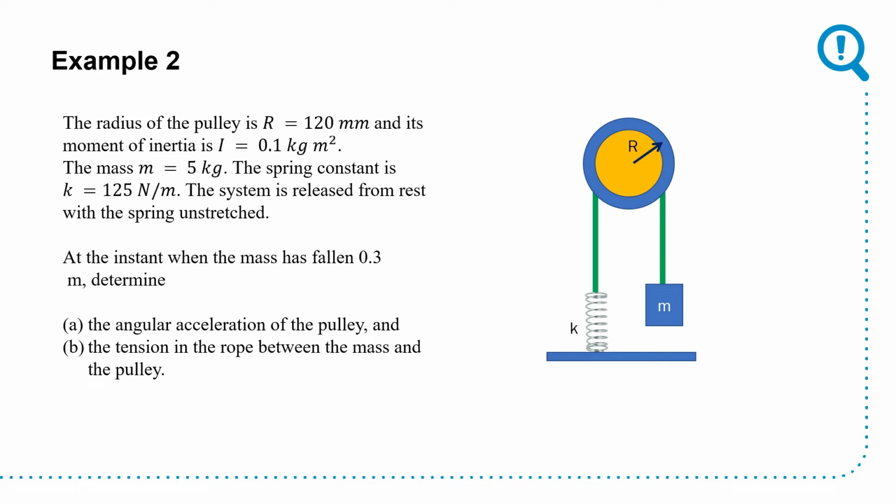Here I have a radius of the pulley, which is 120 millimeters, and its moment of inertia is 0.1 kilogram meter squared. The mass is given as 5 kilograms, and you have a spring constant that's given to you. The system is released from rest with the spring unstretched. At the instant when the mass has fallen 0.3 meters, determine the angular acceleration of the pulley and the tension in the rope between the mass and the pulley.